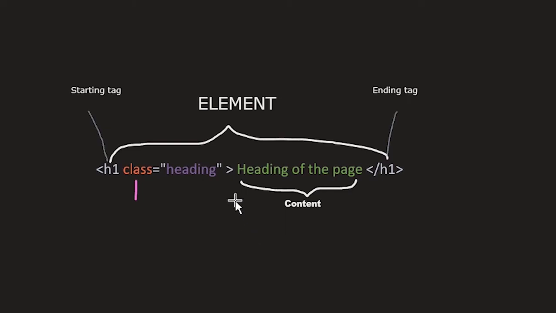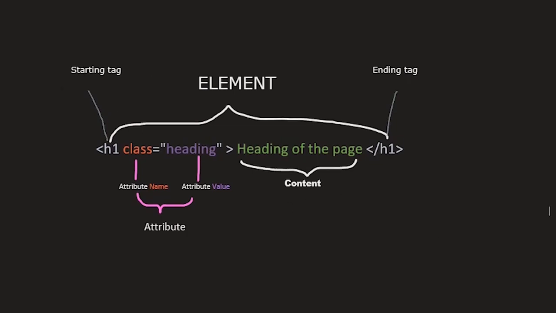So in the starting tag you can see a class defined and heading written after the class. So in this, class is the attribute name and heading is the attribute's value. So combining these two, it becomes an attribute to the h1 tag. So guys, basically this is the basic element of HTML and I hope you get it.